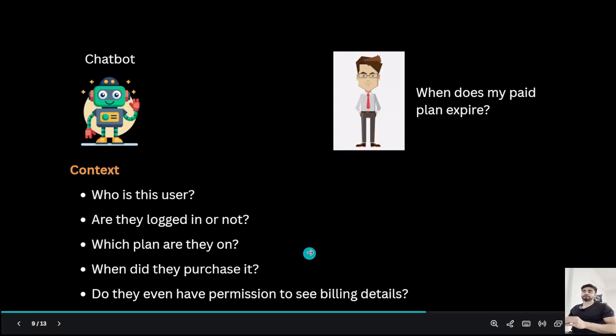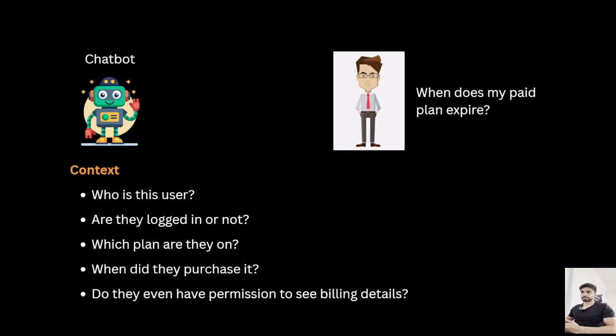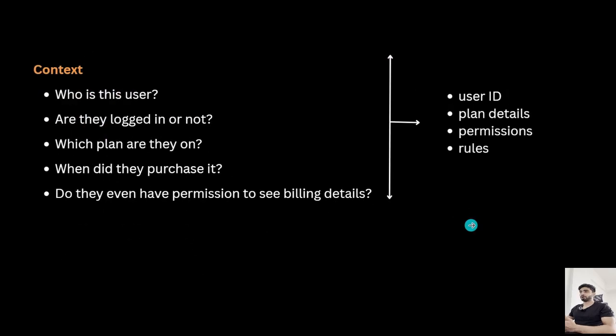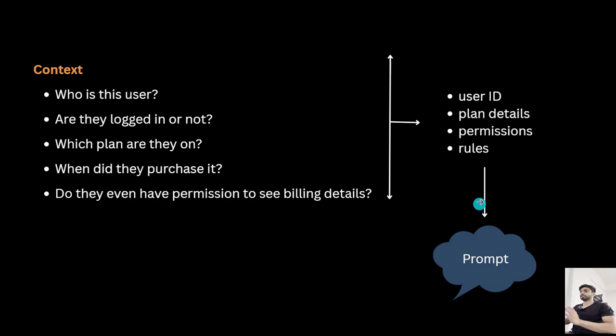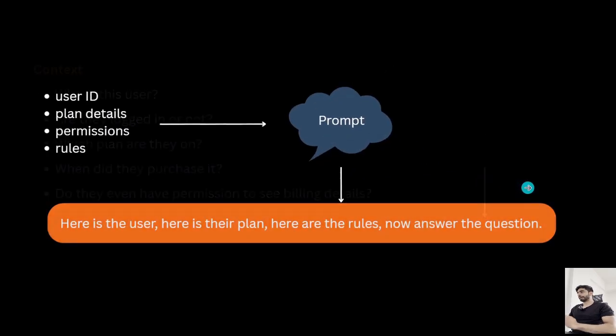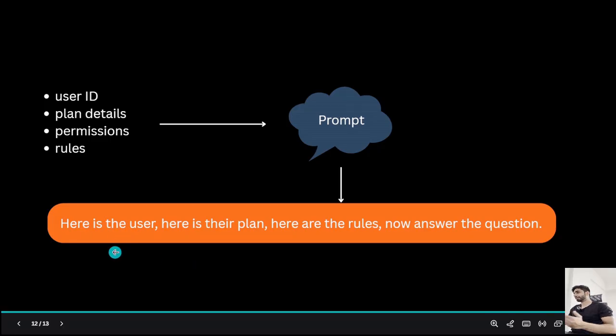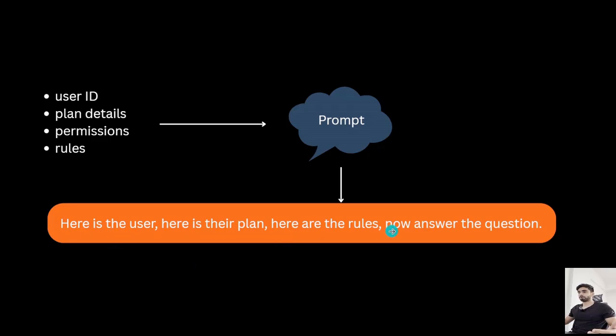AI does not know any of this by default. It does not have access to your database. It does not know your users. It only knows what you tell it. So what do most developers do? They take all this information, like user ID, plan details, permissions, rules, and whatever else, and dump everything inside one giant prompt. So they say, here is the user, here is their plan, here are the rules, and now answer the question.